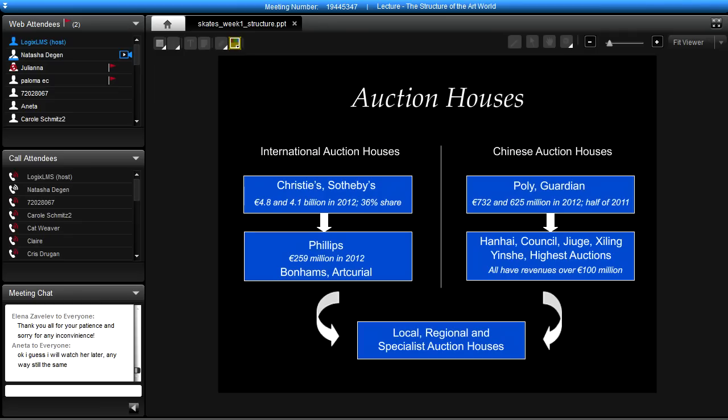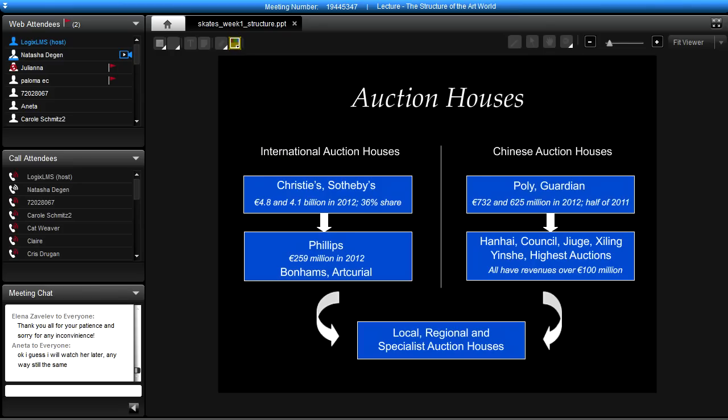Most of you will be familiar with the two main auction houses internationally, Christie's and Sotheby's. Both of these were founded in the UK in the 18th century, so they've been around for 200 years and have had approximately 200 years to come to dominate the market. Both of these auction houses garnered over 4 billion euros in 2012. So by far, this duopoly is way ahead of any competitor.